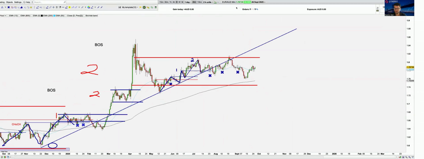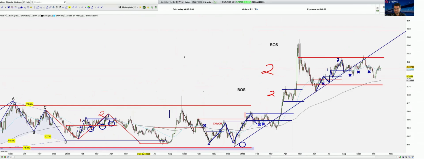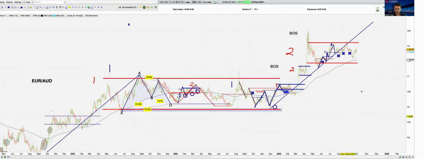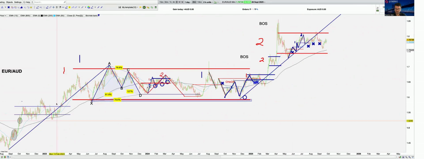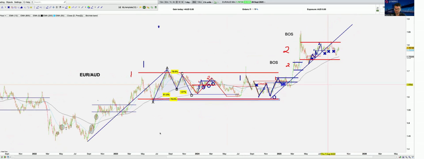Euro AUD, this is one of my favorites at the minute. Sent a signal long here. I need to update it, but have a look at this pattern, ladies and gents. First of all, you got the ABCD, the blue diagonals, A, B, C, D. You can see the market cycle. You can see the W.